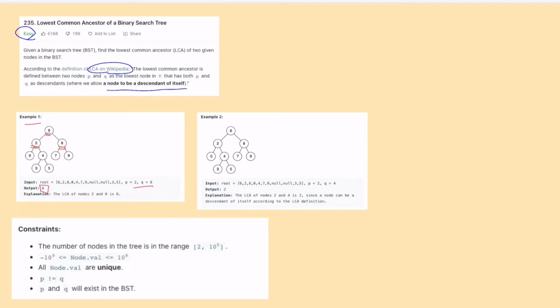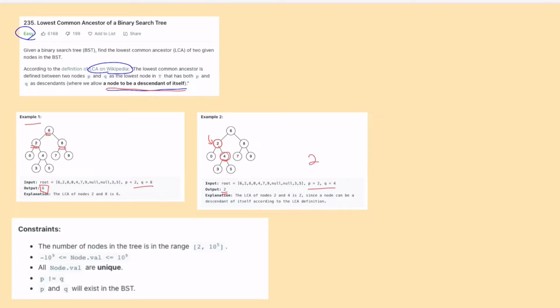And for example 2, we are given the values of 2 and 4 respectively. So the output right here is going to be 2, because like what we mentioned, a node can be a descendant of itself. So that means for these 2 and 4 right here, it's possible for this 2 to be the one that is the common ancestor. And as such, we return the value of 2.